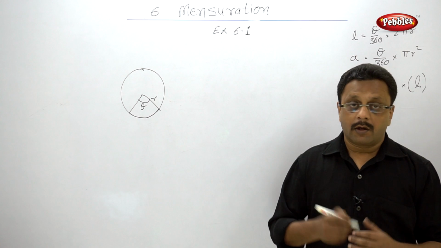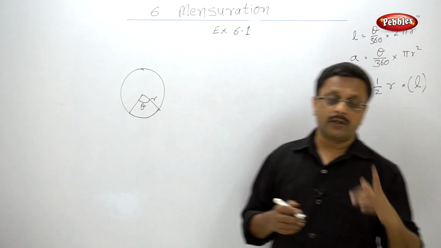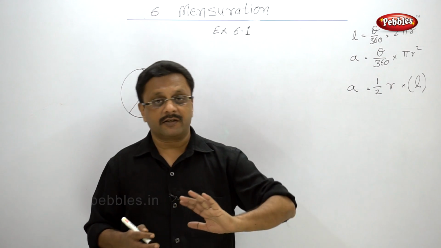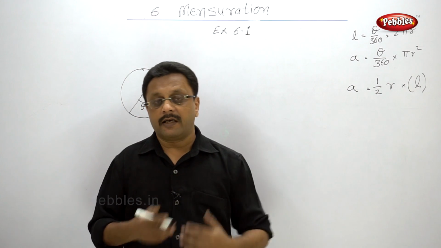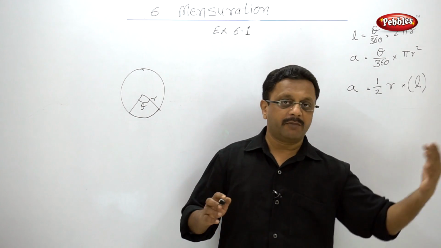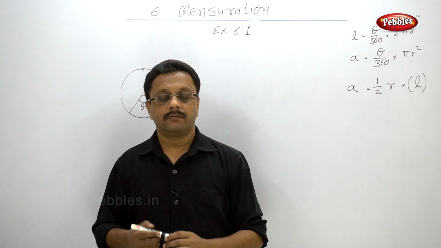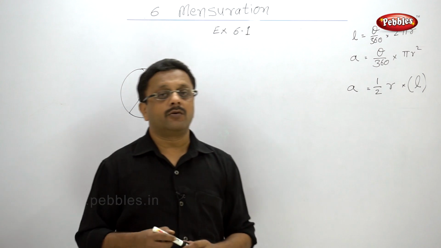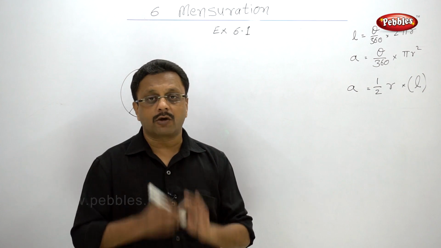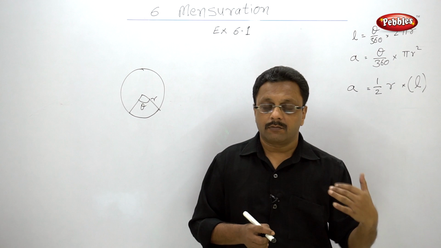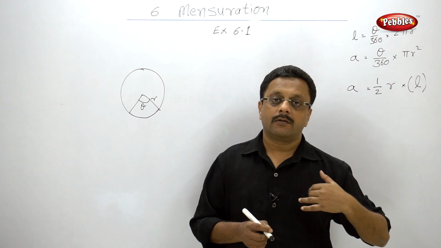Now remember only one thing here, only one hitch. They may give the radius in meters or centimeters and the length of arc in meters or centimeters, totally different. One may be in meters, one may be in centimeters. In that case, first you have to bring both the units common. That is the radius and the length of an arc. Both the units should be same.